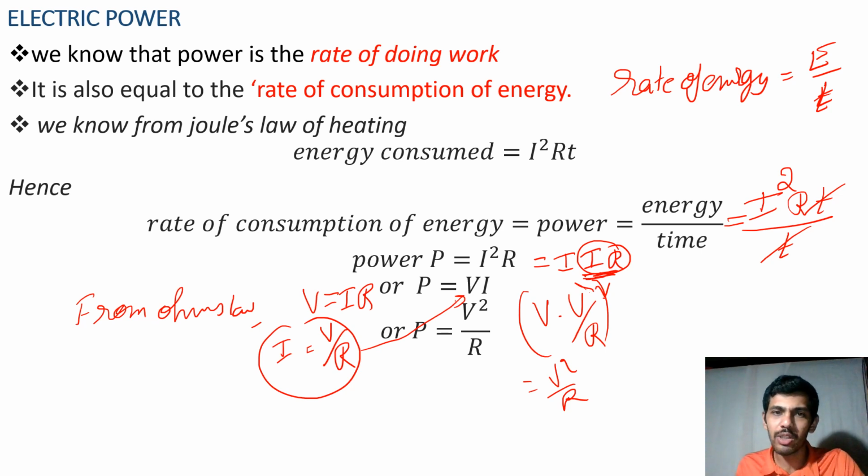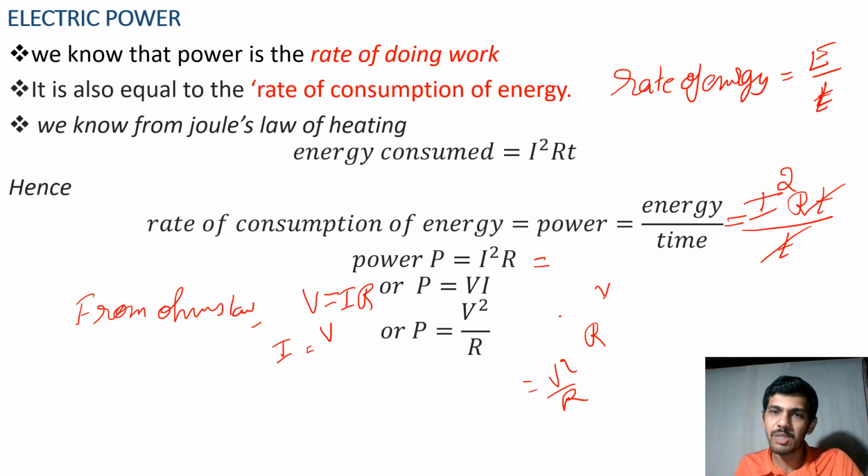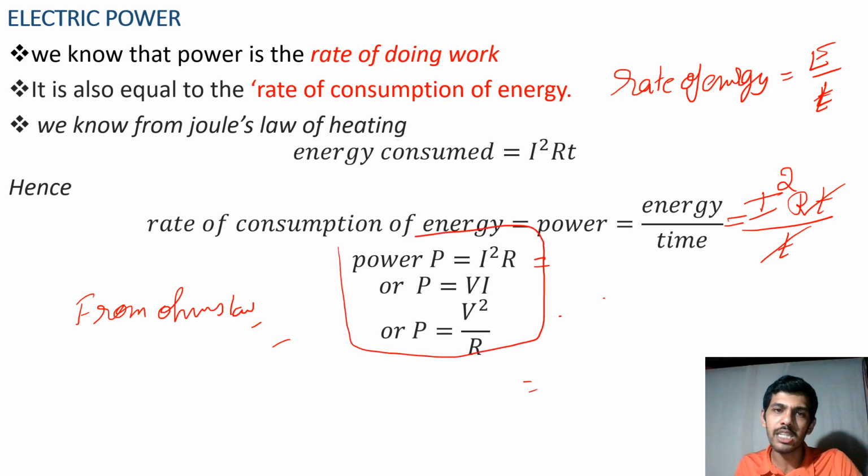These three formulas for power are very important as far as problem solving is concerned. Which are the three formulas? One is power P is equal to I square R. One more is power P equal to V into I. One more is power P equal to V square by R.